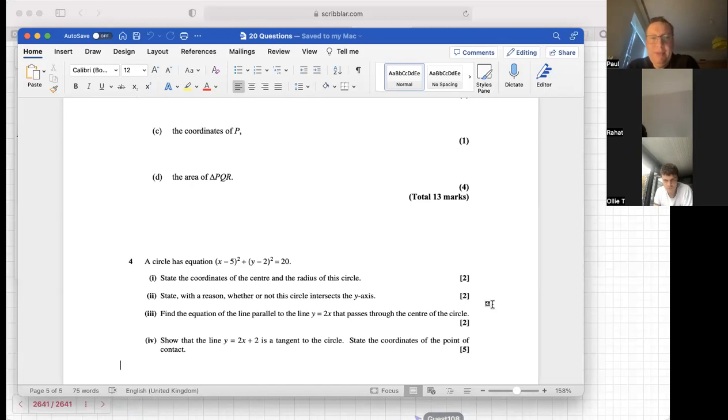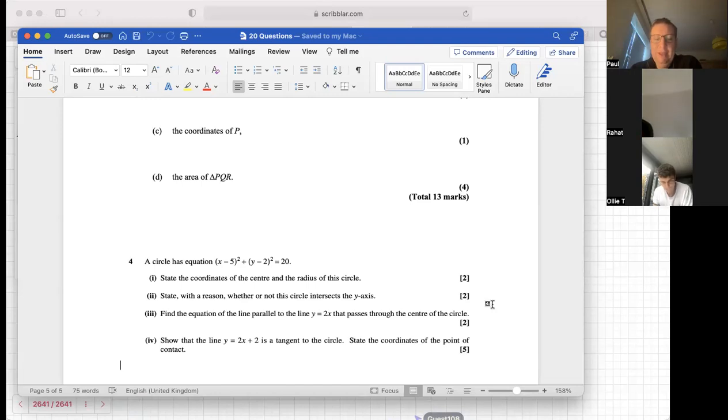So part one says state the coordinates of the centre and the radius. So what will be the centre of the circle? 5, 2. Just the x value and the y value in the brackets. And the radius would be? Square root of 20. Did it ask for the radius? Oh yeah, it did.